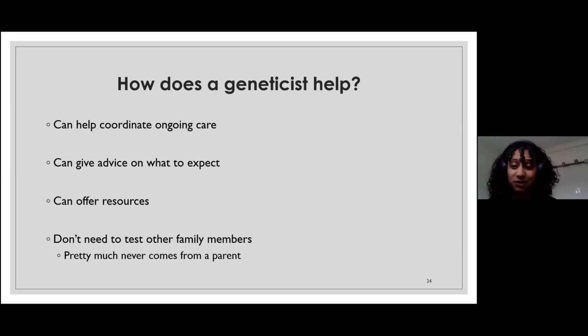We can give you advice on what to expect. We can offer resources. And with Williams syndrome, you don't typically need to test other family members. It pretty much never comes from a parent, and I've certainly never seen it inherited because unlike 22q, where you can have the deletion and be minorly affected, if you have Williams syndrome, it's pretty obvious that you have Williams syndrome. It's not something that would be easily missed.